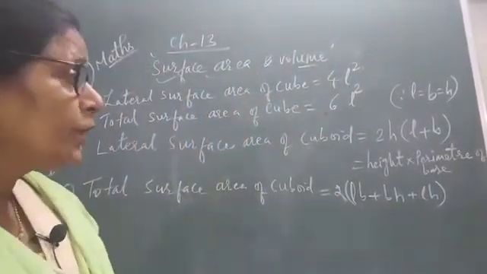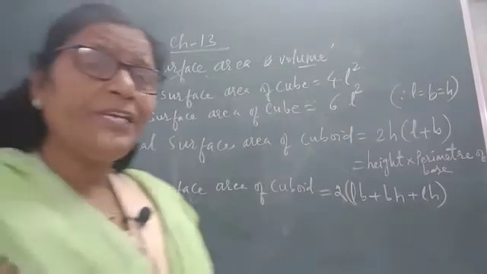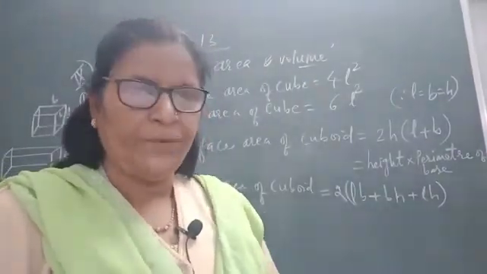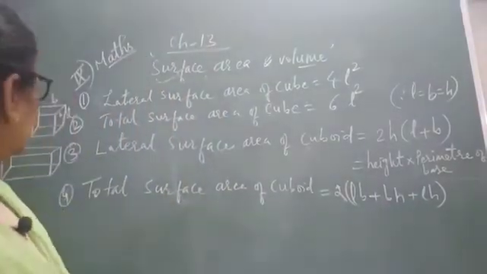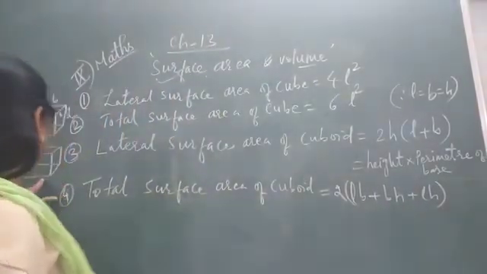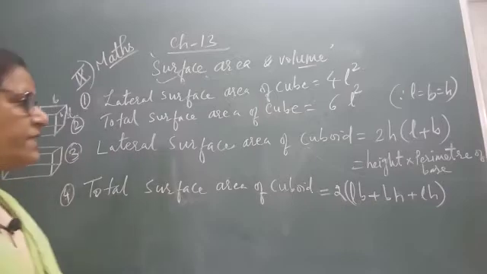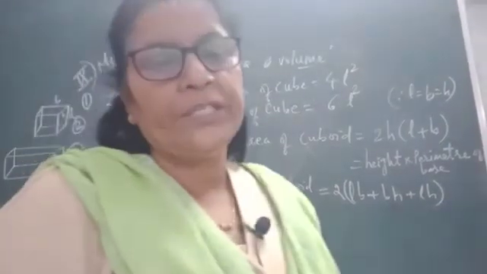Now we talk about the cuboid. You have seen your compass, your textbook, all these are in cuboidal shape. Lunch box. So cuboid has length more compared to breadth. Here length, breadth and height are not equal. Remember one thing.